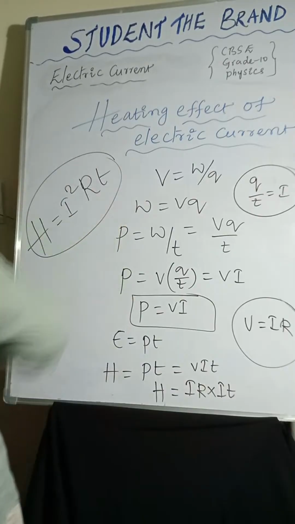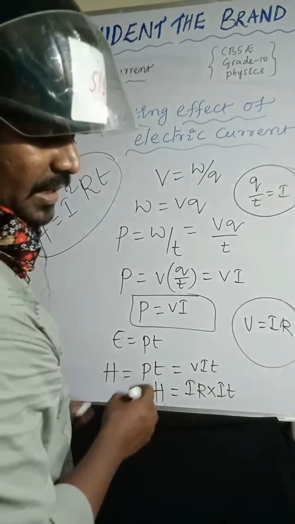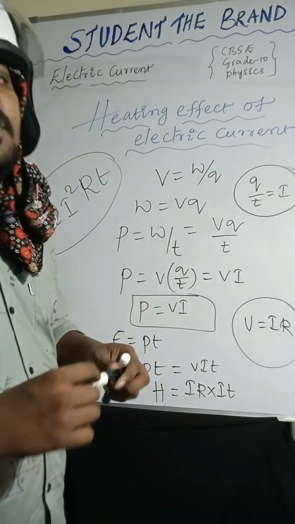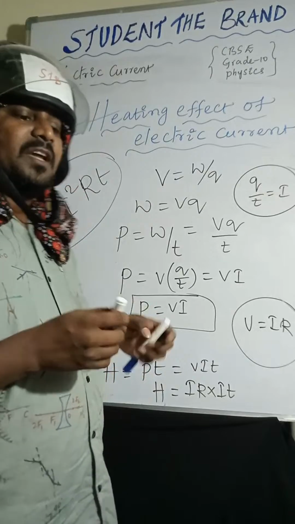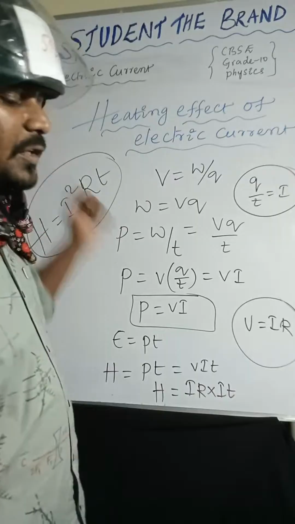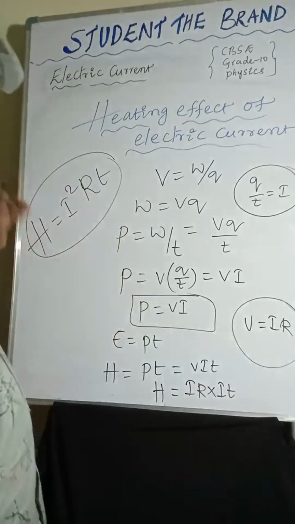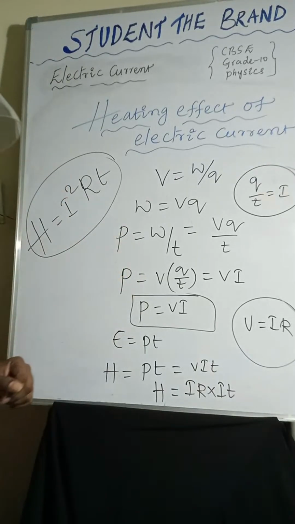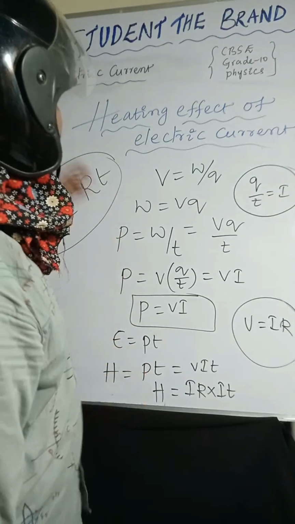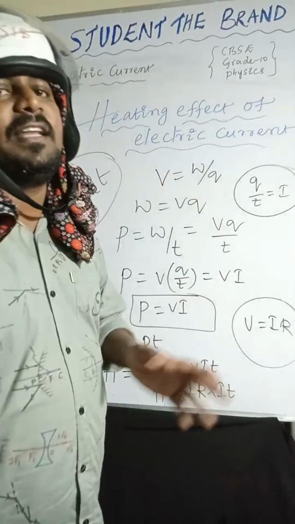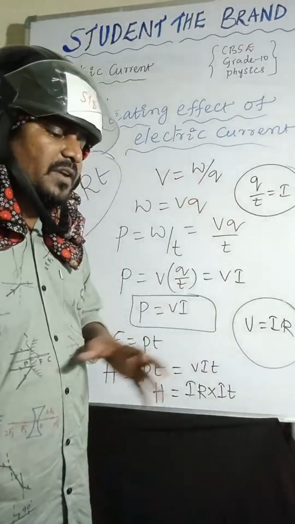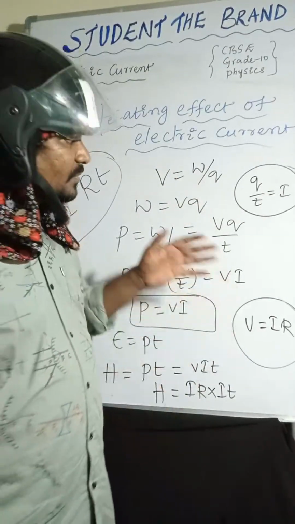So this is about heating effect of electric current. Heat produced in the conductor is directly proportional to square of current. Heat produced in the conductor is directly proportional to resistance. Heat produced in the conductor is directly proportional to time. So this is also known as Joule's law of heating.